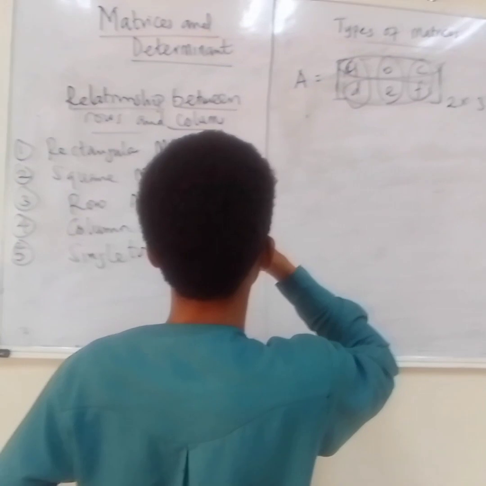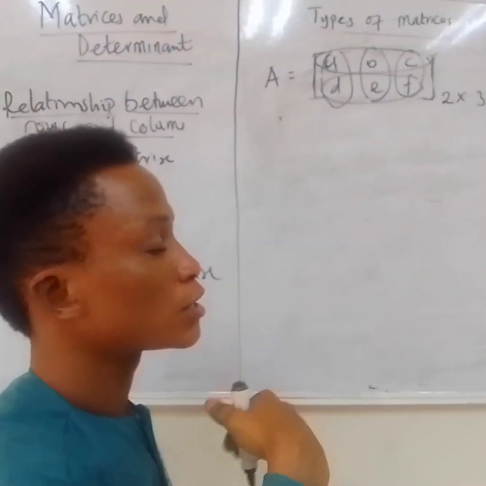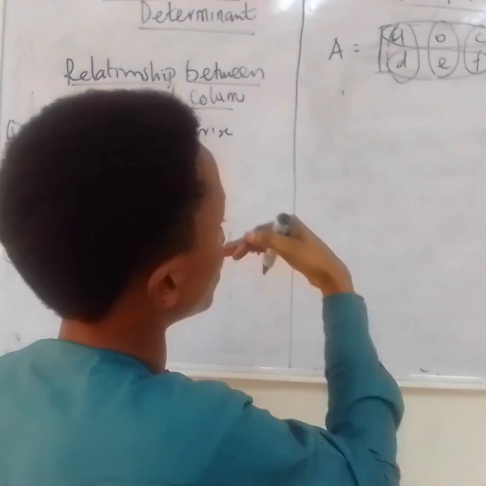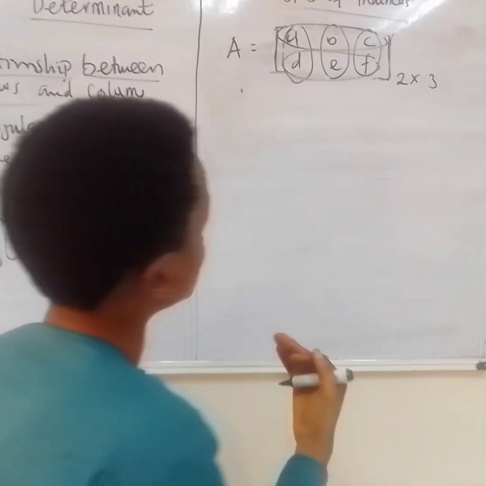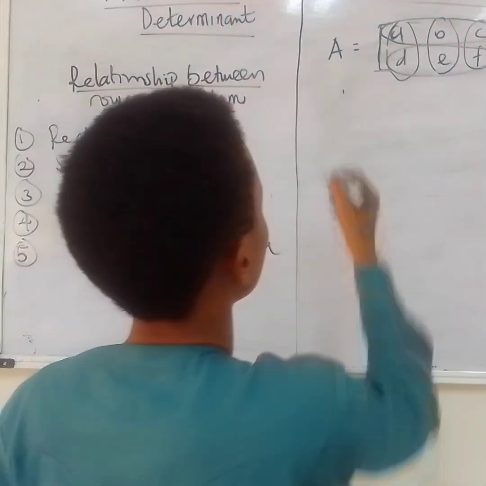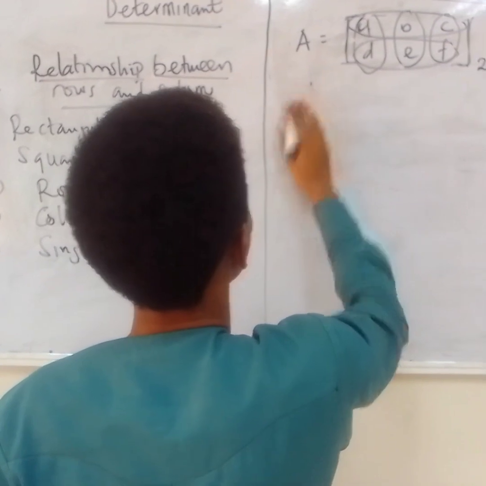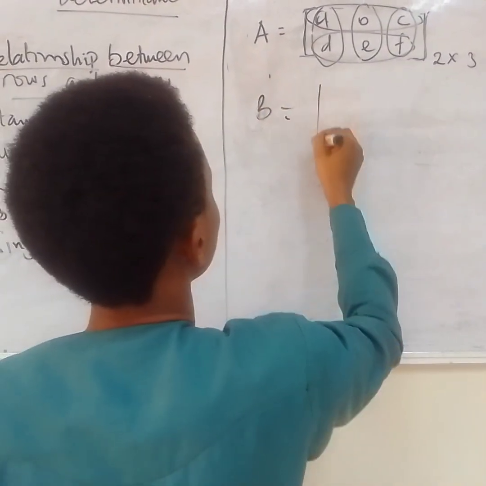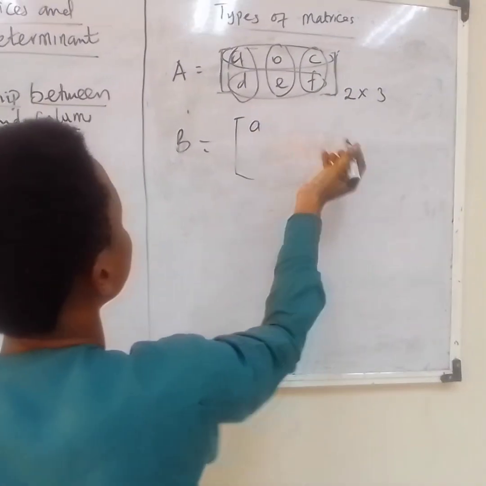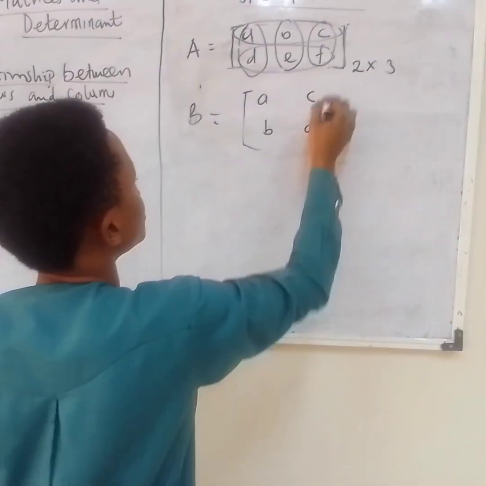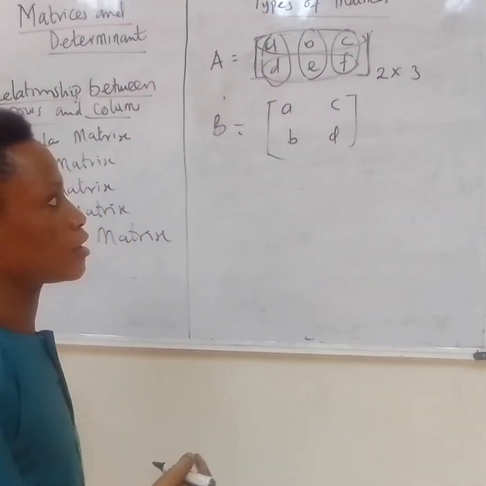explain the square matrix now. When we say square matrix, it is an order of arrangement whereby the number of rows is the same as the number of columns. Take for instance, let's say matrix B is a, b, c, d. Now look at this now.